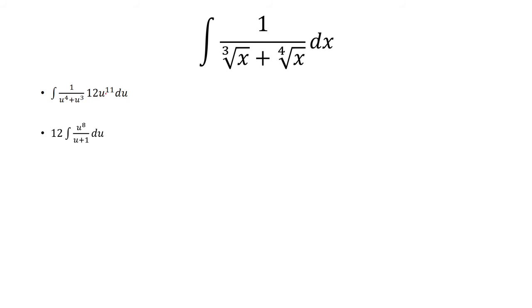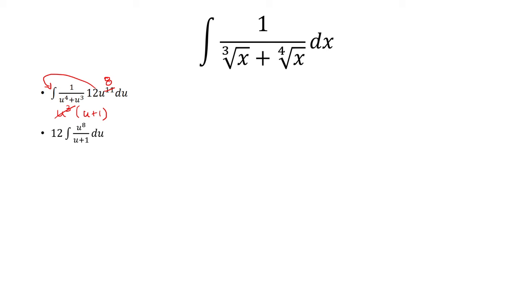Okay, at this point, I can factor out a u cubed in the denominator and have u plus 1. And then u cubed is going to cancel with this exponent and get 8. And then the 12 is going to come out in front. So we'll have 12 times the integral of u to the 8th over u plus 1 du.